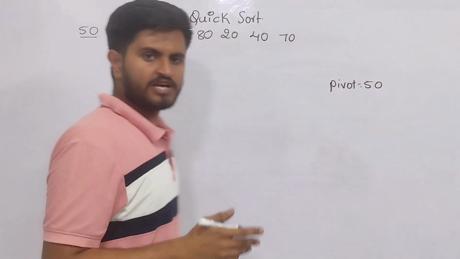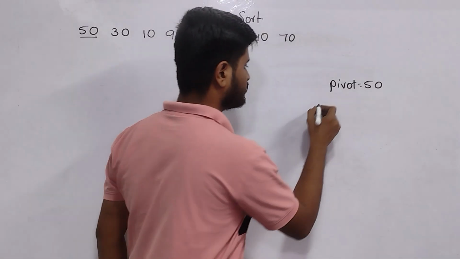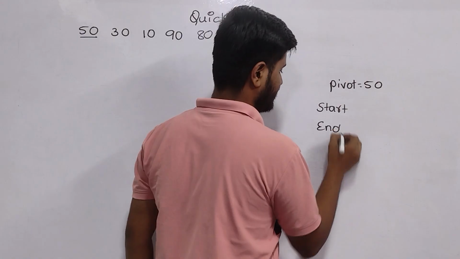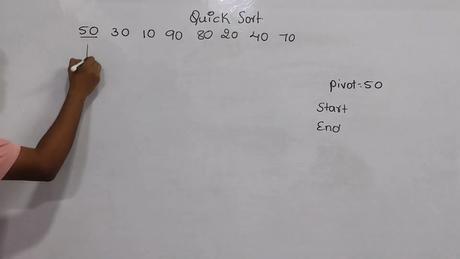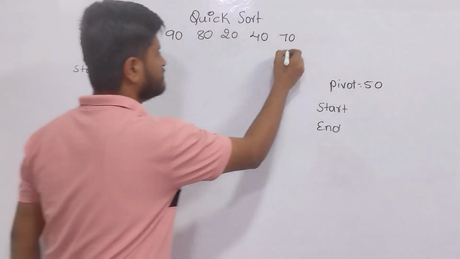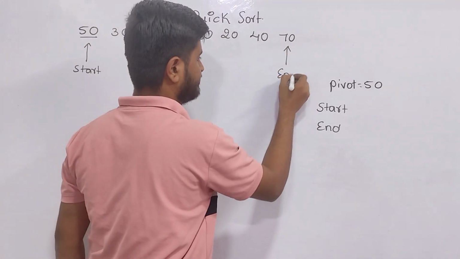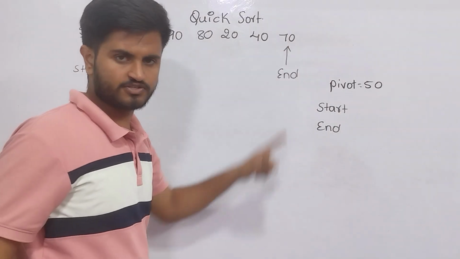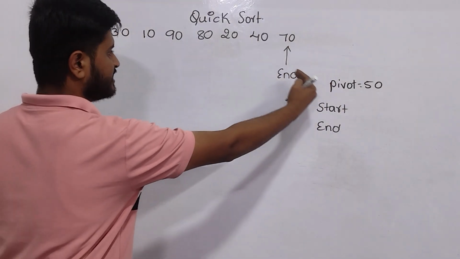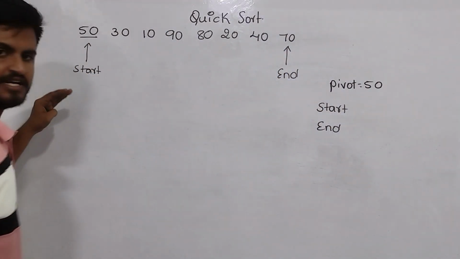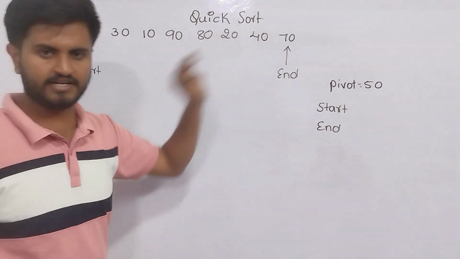Now, you must have two pointers: the first one for the start and the second one for the end. The first element will be the start element and the last element will be the end element. You will move the end element from right to left, and the start element from left to right, like this.